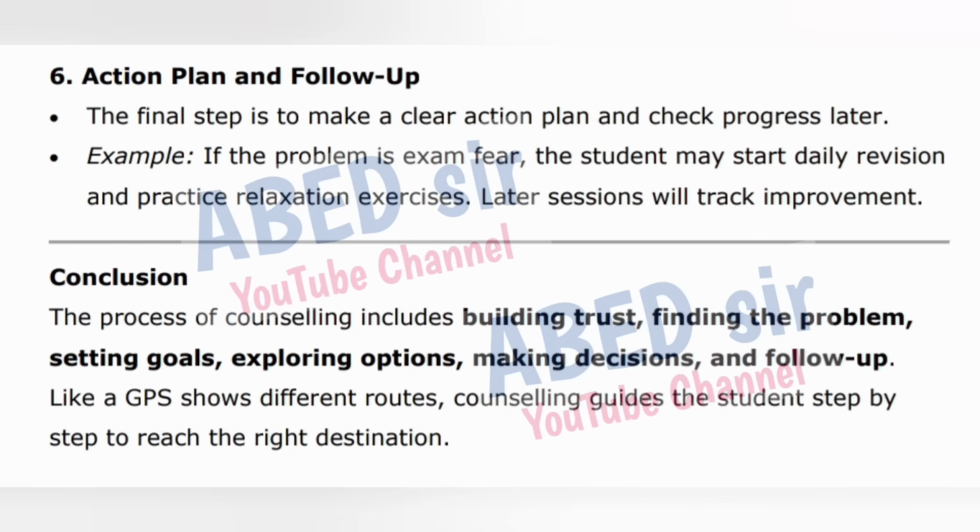6. Action plan and follow-up. The final step is to make a clear action plan and check progress later. Example: if the problem is exam fear, the student may start daily revision and practice relaxation exercises. Later sessions will track improvement.